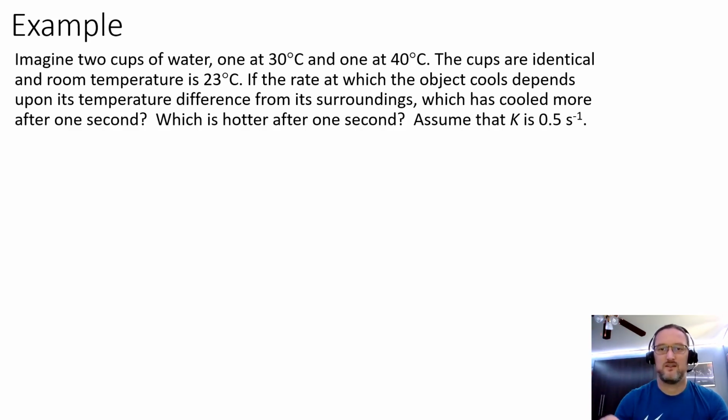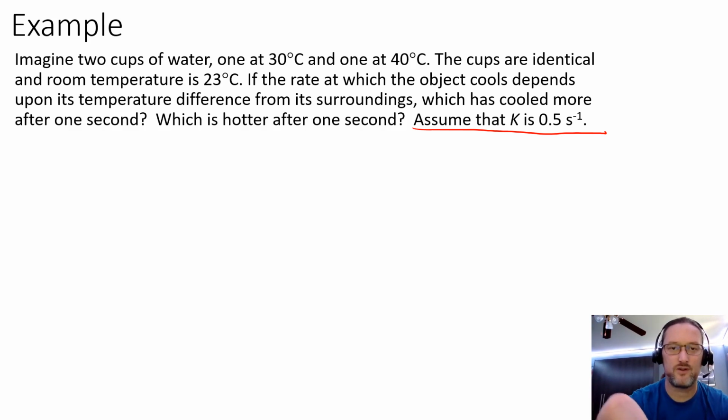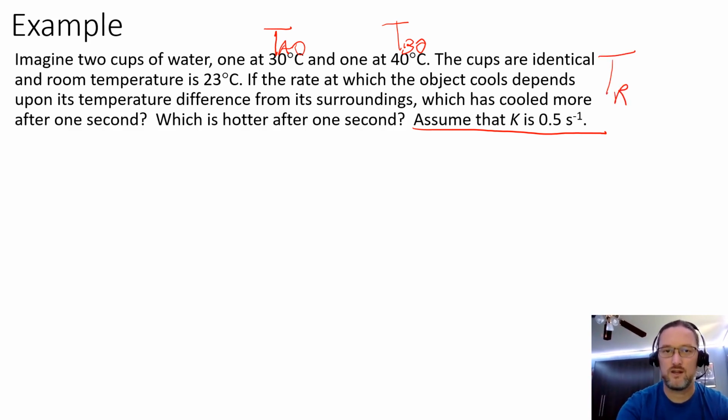We say the rate depends on the system. But these are two cups of water. They're identical cups, and they're in the same room. So we're going to guess that they have the same cooling constant. We'll assume we know the cooling constant, 0.5 per second. I'm going to call the 30 degrees Celsius temperature A, and this temperature B. And this would be temperature A naught and temperature B naught, the initial temperatures. The room temperature that we're going to need is 23 degrees C.